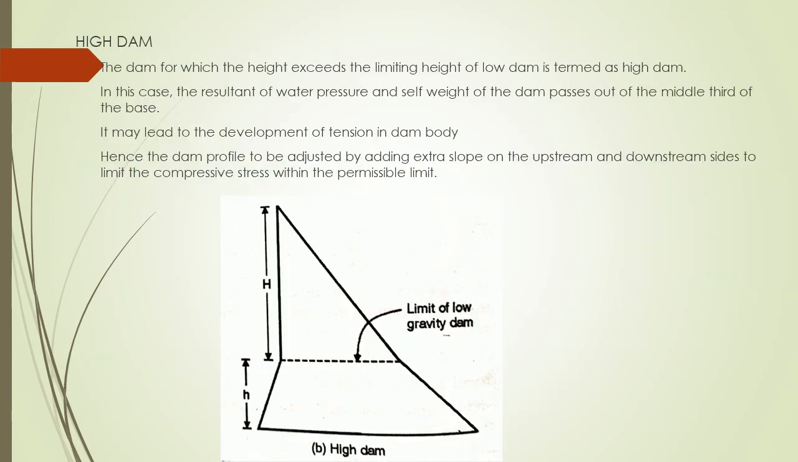Coming to the limiting height of high gravity dams, the dam for which the height exceeds the limiting height of a low dam is termed a high dam. In this case, the resultant of water pressure and self-weight of the dam passes out of the middle third of the base. It may lead to the development of tension in the dam body. Hence the dam profile is to be adjusted by adding extra slope on the upstream and downstream sides to limit the compressive stress within the permissible limit.